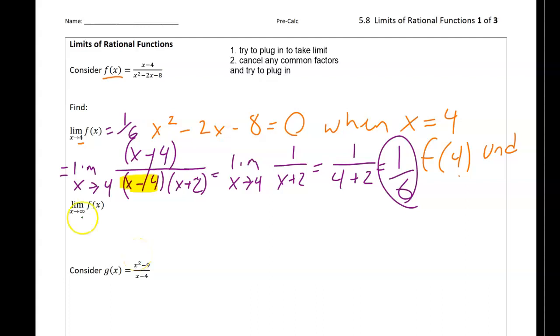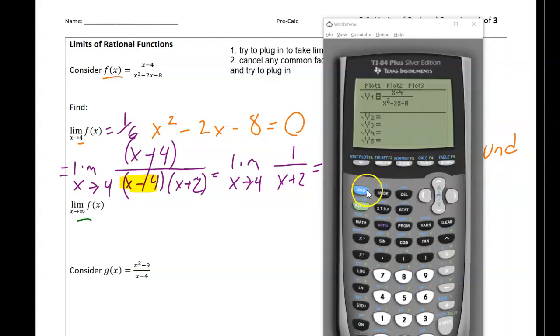Okay, well, while we're on the topic of rational functions, this is also a good time to talk about this limit here. So you read this as the limit as x approaches infinity of f of x. So this was really the question, is like, what happens to this function as we plug in a really big number into x?